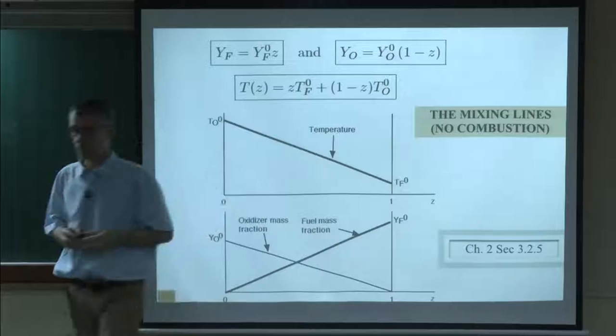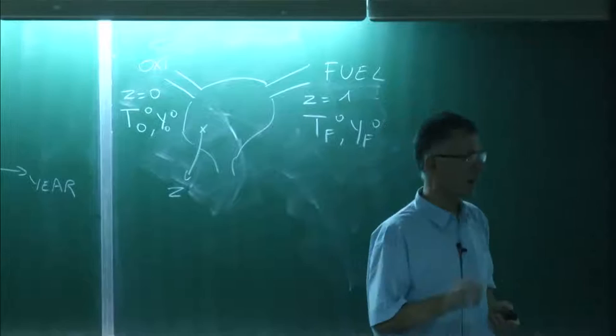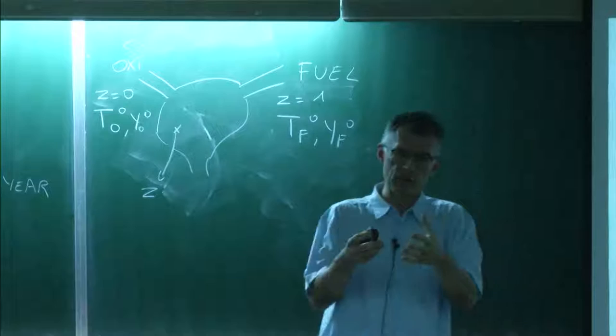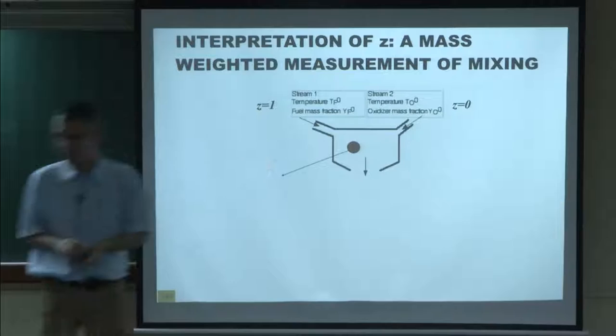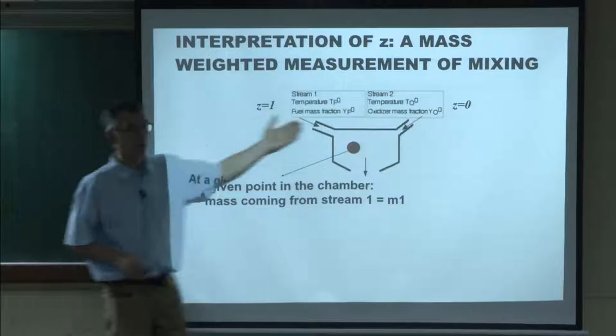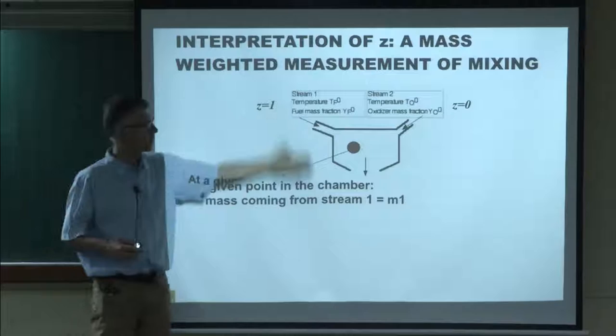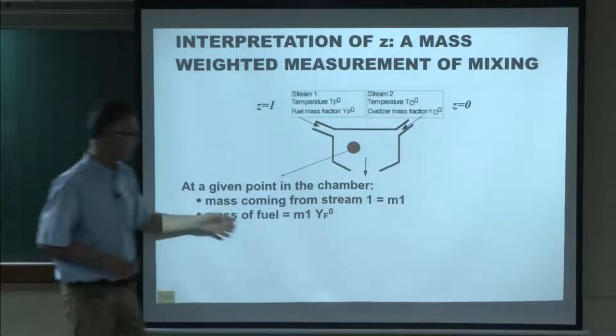Okay, just before we stop, I just want to go back to what Z really is. We keep saying Z is a mixture fraction. I just want to show you what mixture means. If you sit in this burner and look at a given point, you will see that at this given point, since there are only two inlets, there's a part of the mass there which comes from stream 1, which is M1. And in this stream, there's a proportion of fuel which is M1 multiplied by the fuel mass fraction.